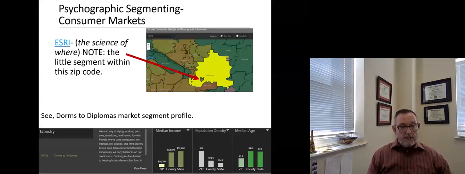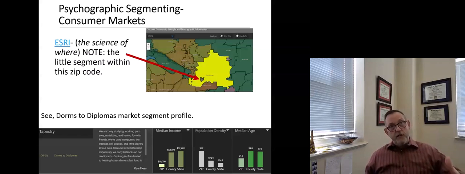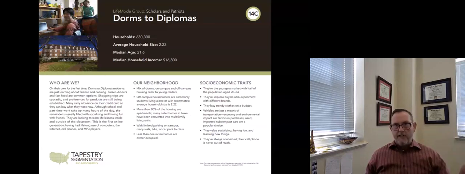Okay, so this is a great example of, again, this geodemographic tool. And again, it's called Tapestry, from a company called Esri. If we dig deeper into this dorms to diplomas profile, here it is. This is one, again, kind of like Prism had 65 different profiles. So does this methodology, if you will.